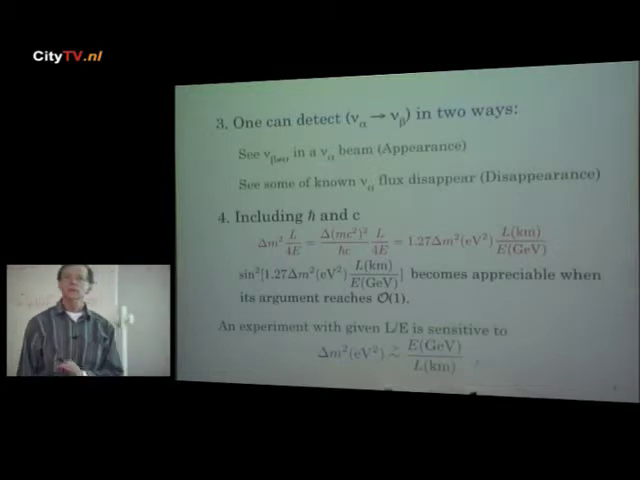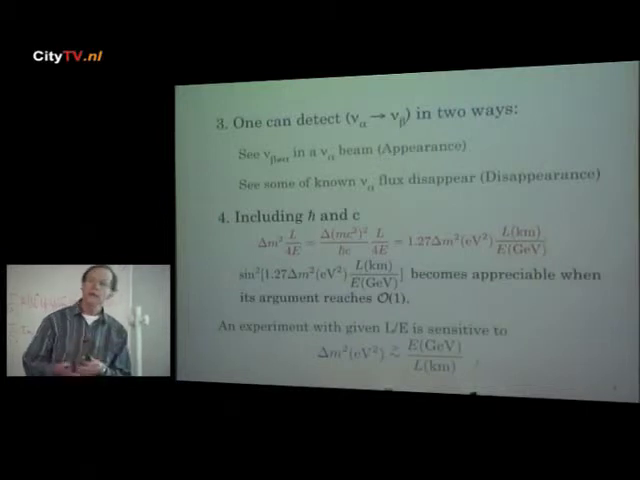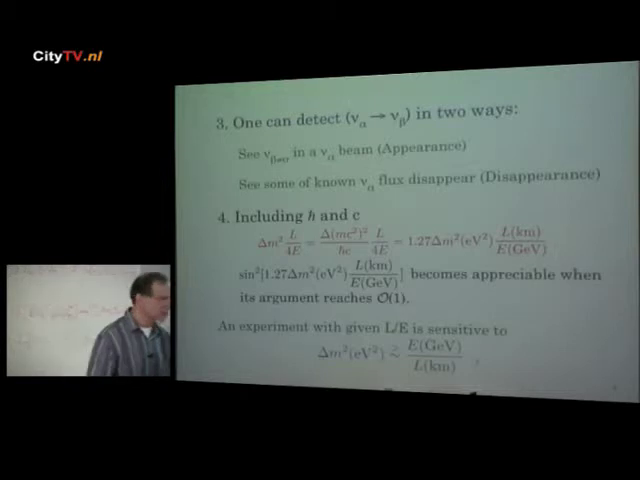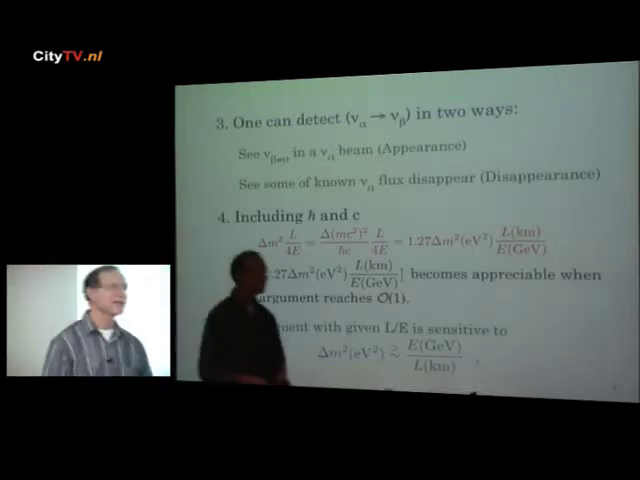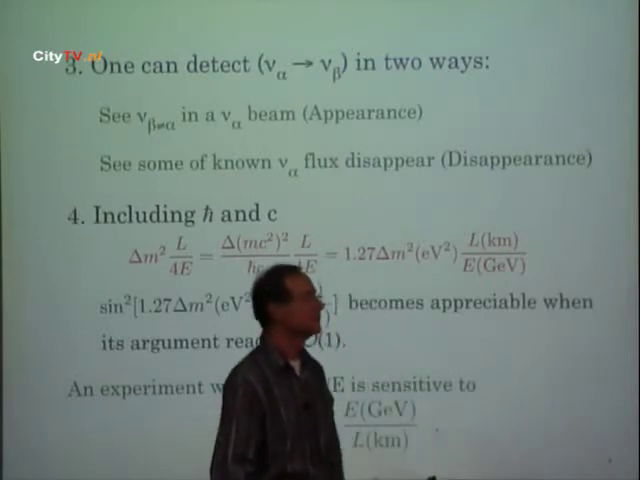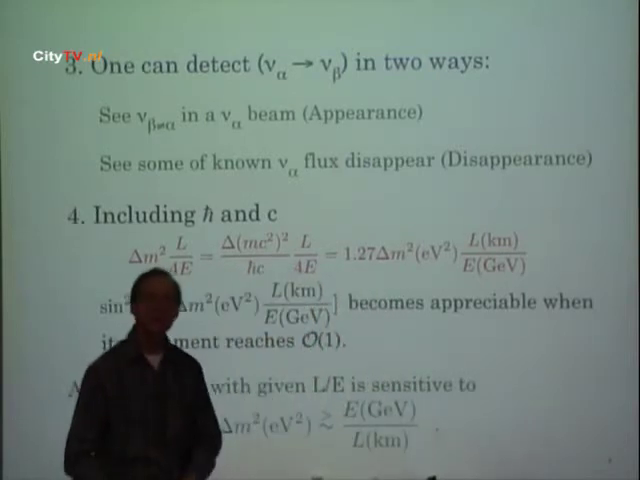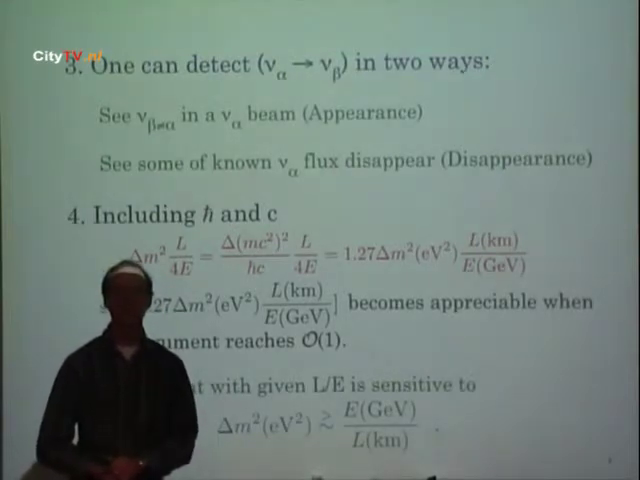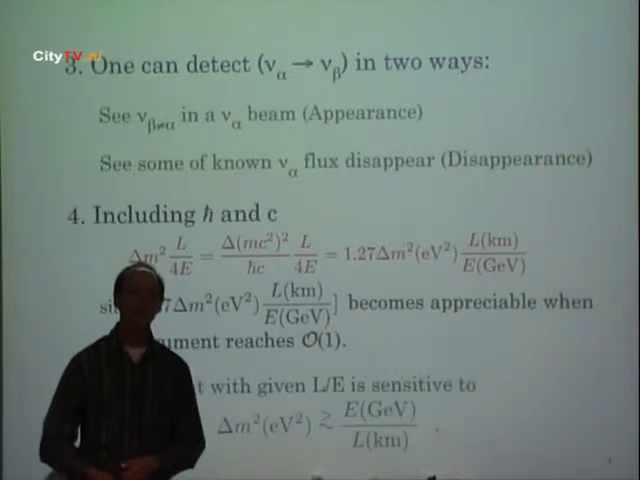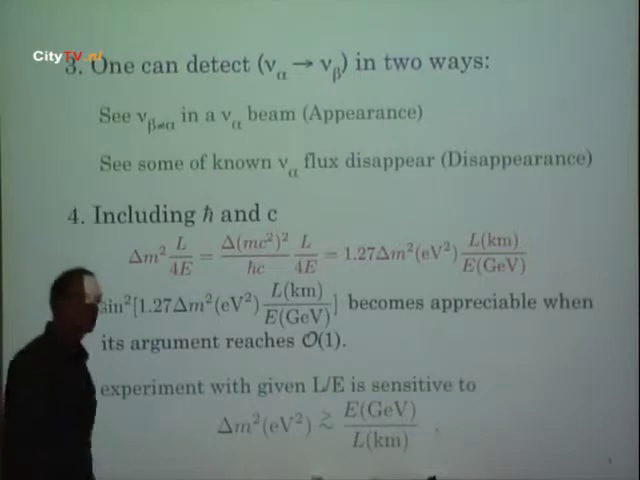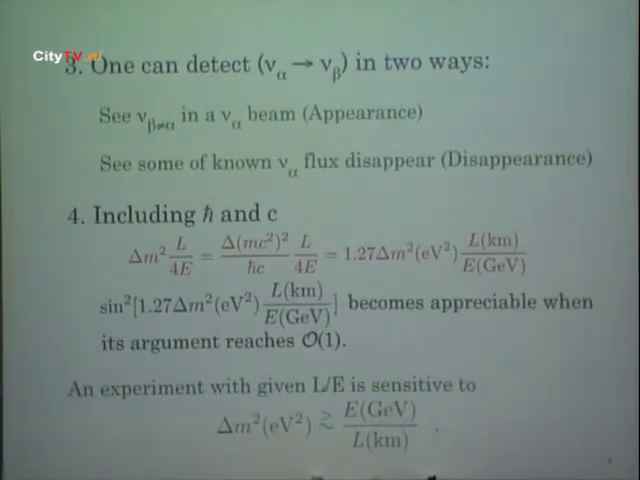One can detect neutrino oscillation in 2 ways. One way is to build a beam of a known flavor, like muon neutrinos, and let's say we have developed a technique for making a pure nu mu beam. And then you observe in this beam a flavor that wasn't there at the beginning, like an electron neutrino. That tells you that flavor has changed. And that, for obvious reasons, is called an appearance experiment, appearance of a new flavor.